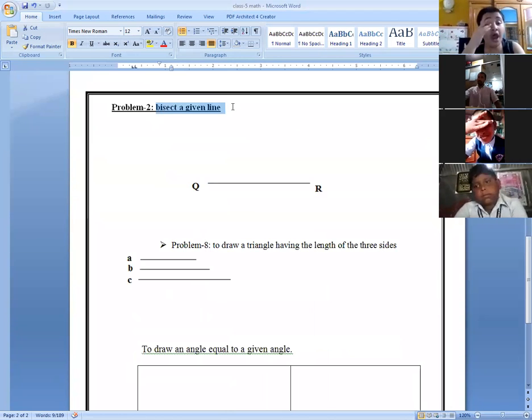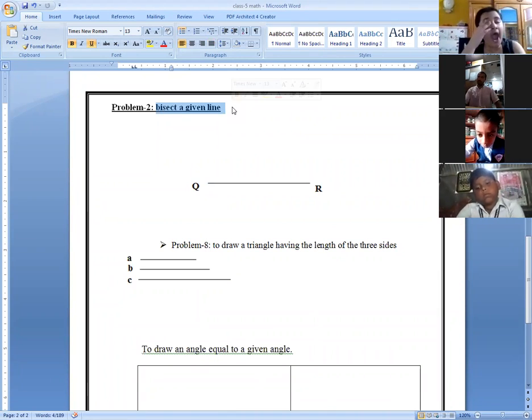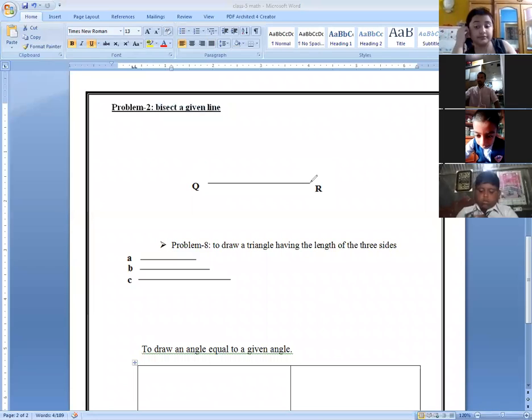Look at bisect a given line. Bisect a given line. Suppose you are given a line. Now you are told to bisect the line. Okay, how to bisect a line? Look at, you will take your compass, from here, this point. From this point, you will draw.